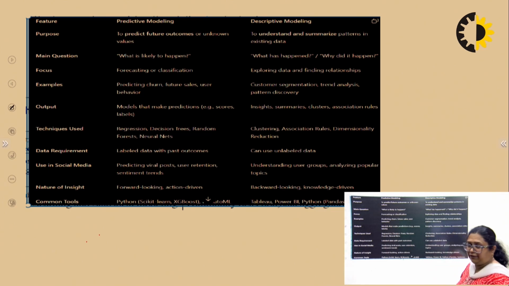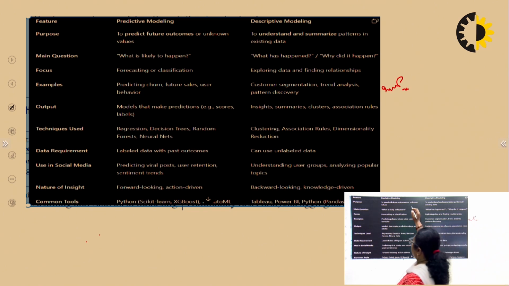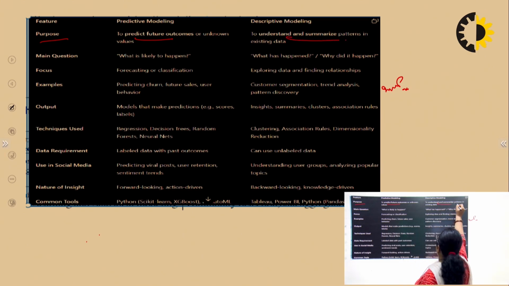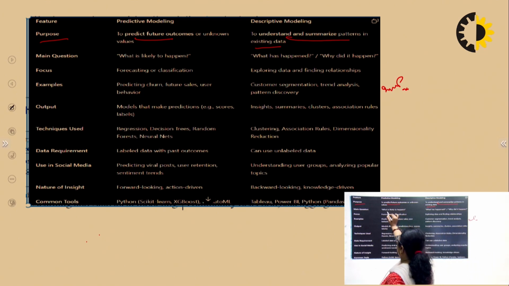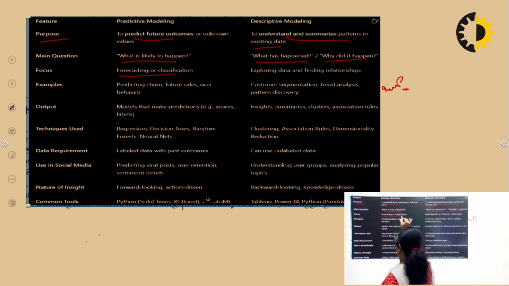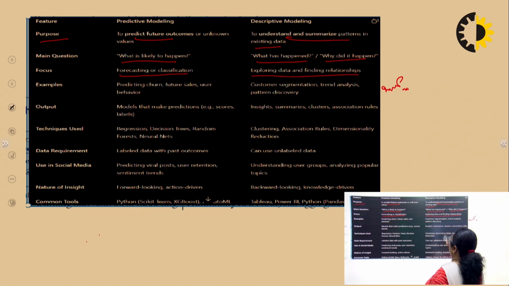Next, let us look at the differences between predictive and descriptive modeling, which is important for the exam. If we look at the purpose, predictive modeling predicts future outcomes and descriptive modeling summarizes the pattern based on existing data. Predictive modeling is basically what is likely to happen, and descriptive modeling is what has happened and why did it happen. Predictive modeling focuses on forecasting or classification, whereas descriptive modeling focuses on exploring data and finding relationships.